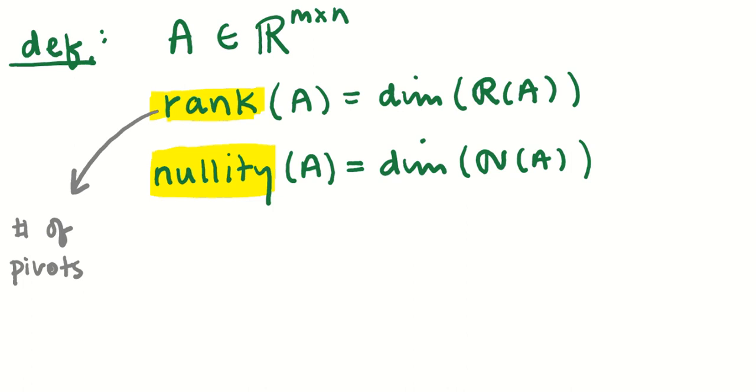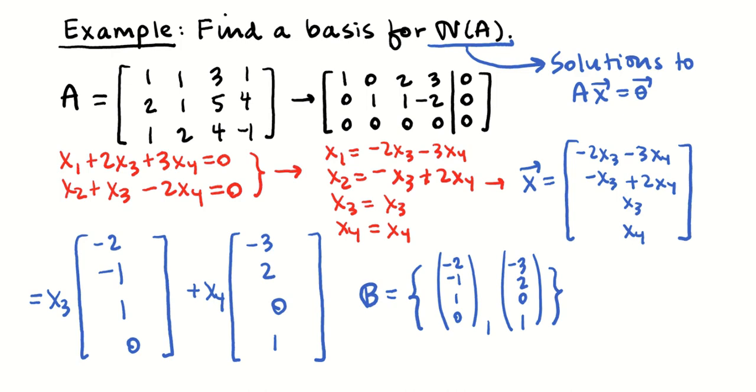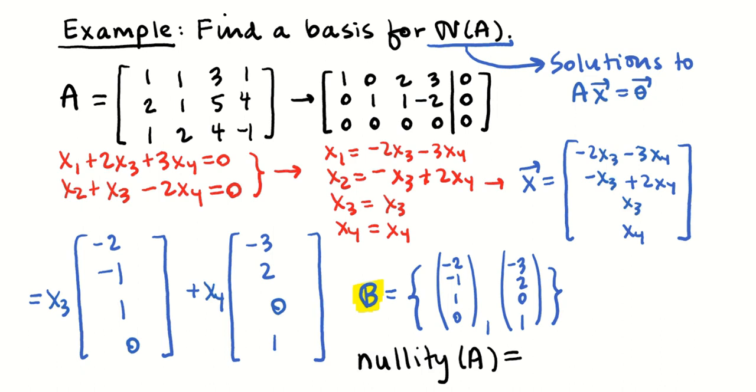So for that example that I worked earlier, where I had that 4 by 4 matrix, or maybe it was 3 by 4, I don't remember. Let's go back and look. Yeah, it was 3 by 4, and I saw that the basis for the null space had 2 vectors in it. This basis right here, there were 2 elements. So what I would say is that the nullity of matrix A is equal to 2.